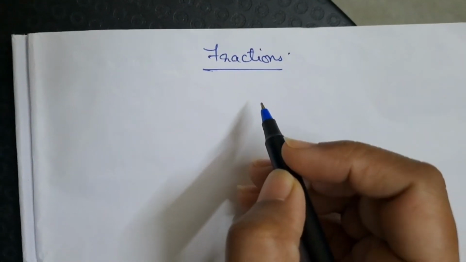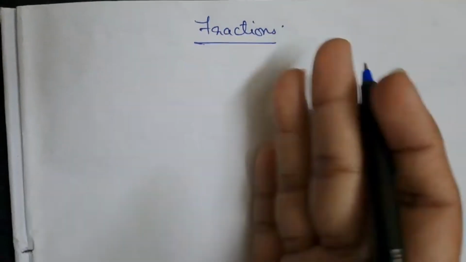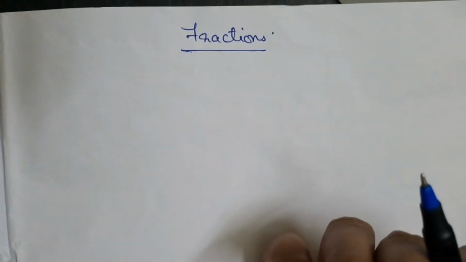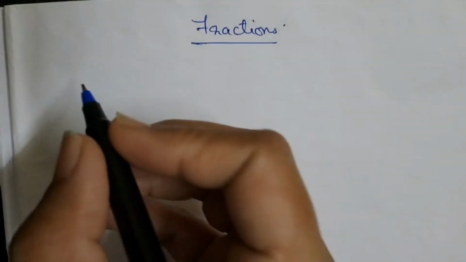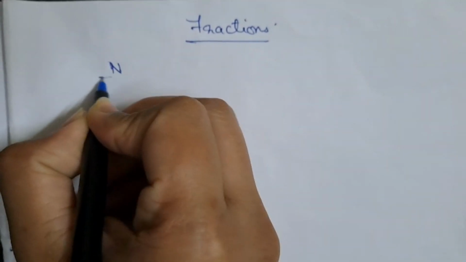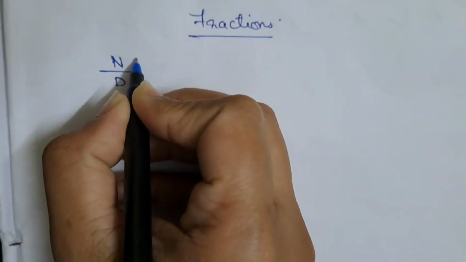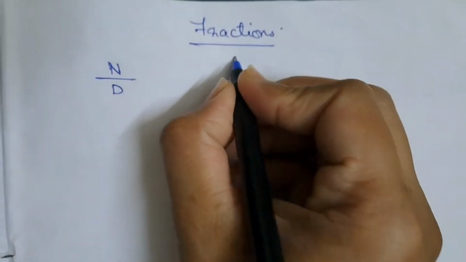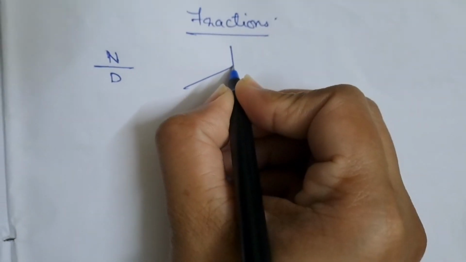Fractions, a chapter which is taught in grade 6, 7 and 8 I think, and for most of the classes wherein we understand what fractions is. Being children, we have understood that a fraction is written in the numerator and denominator form. Okay, it has a numerator and denominator. So now we're just going to jump onto the types of fractions that we have.